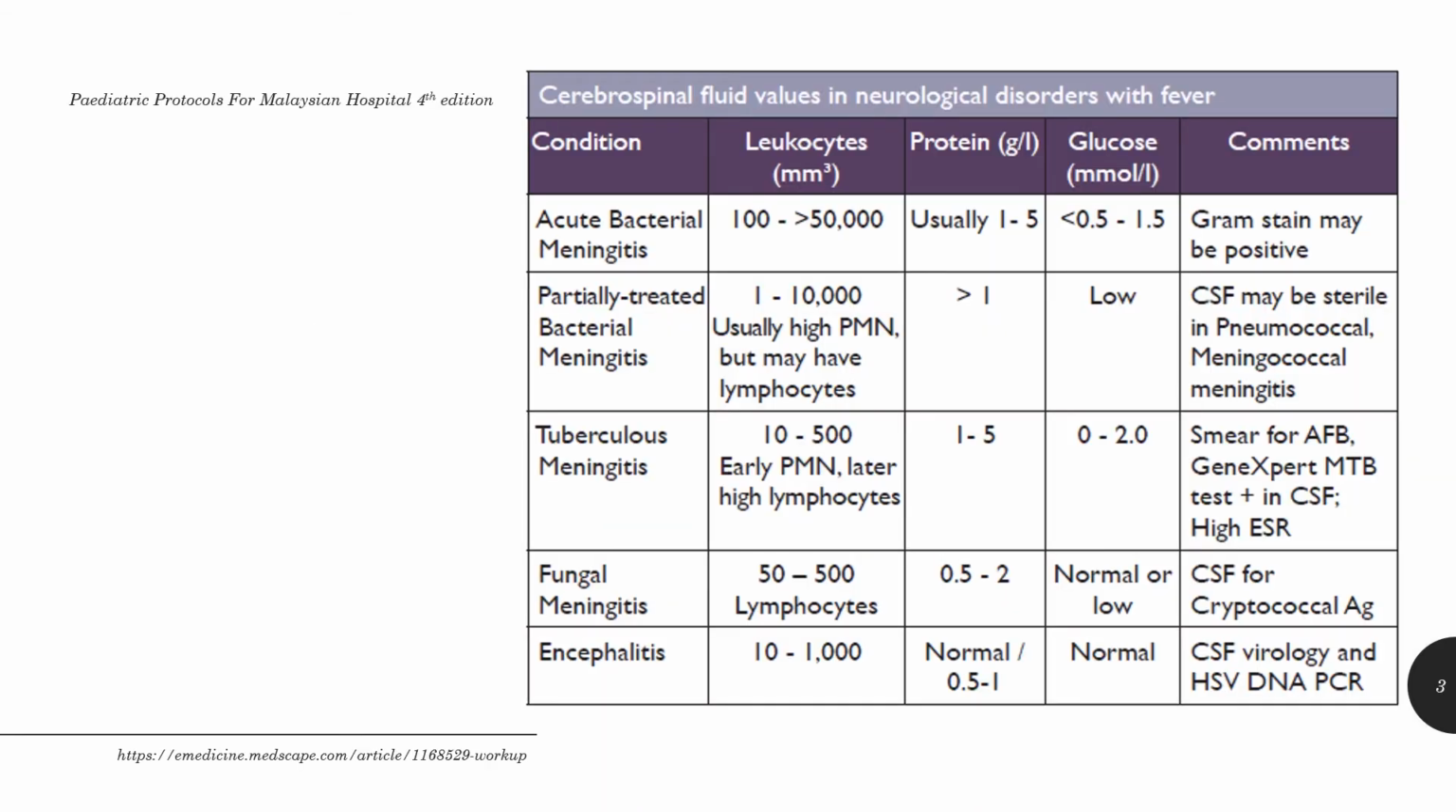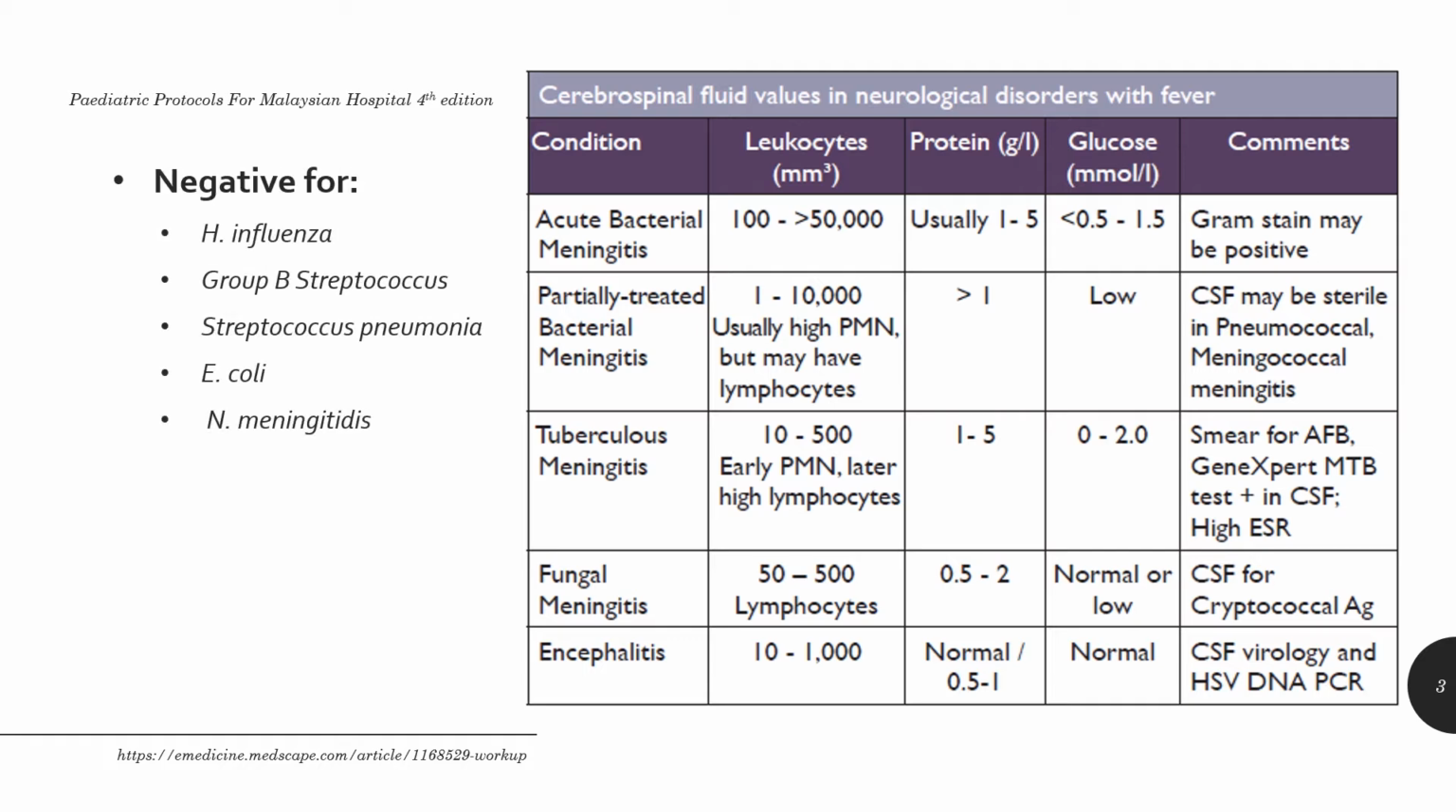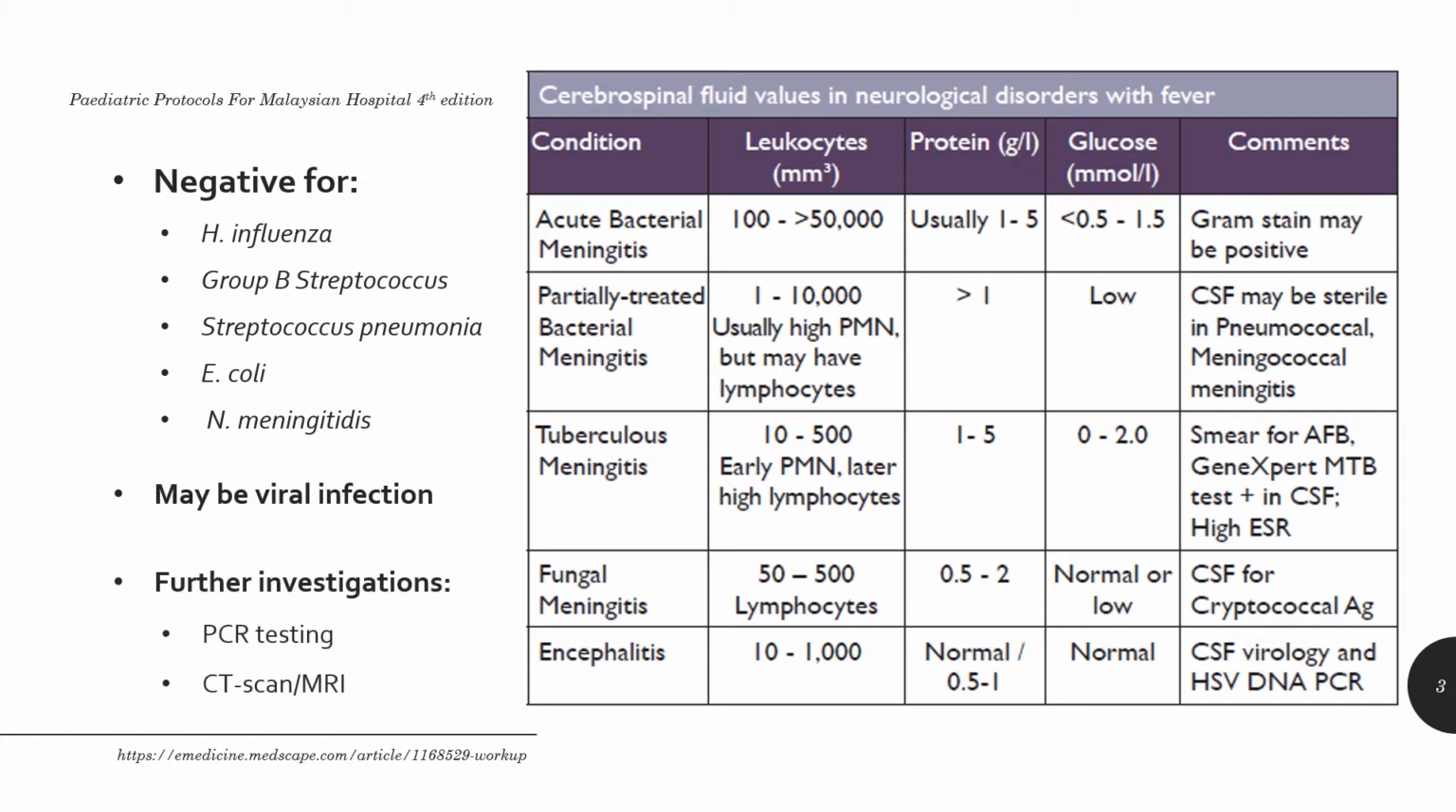According to pediatric protocol, there are many types of meningitis and encephalitis, and it can also be determined by the infection whether it is from bacteria or virus. However, the result for bacterial culture from the lumbar puncture is negative for H. influenzae, group B streptococcus, Streptococcus pneumoniae, E. coli, and N. meningitidis. Therefore, we may suspect that it is caused by viral infection and require further investigation such as PCR testing, CT scan, or MRI.